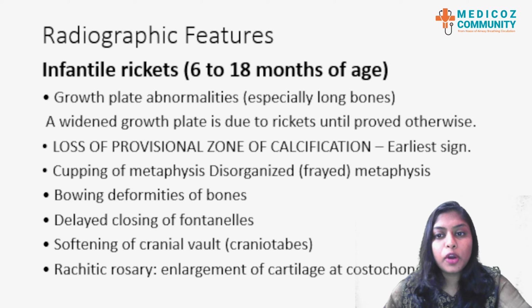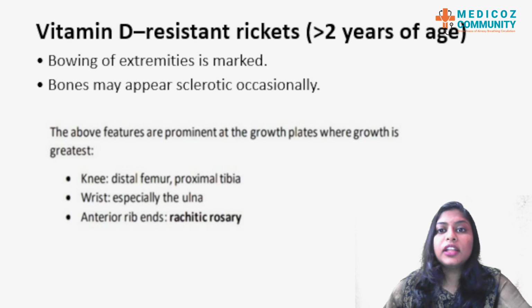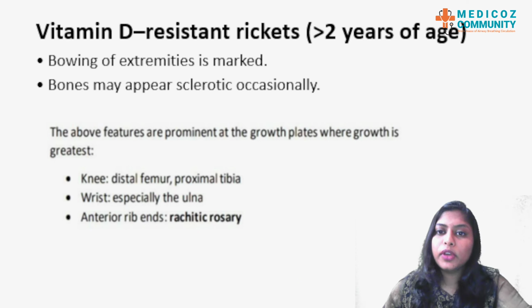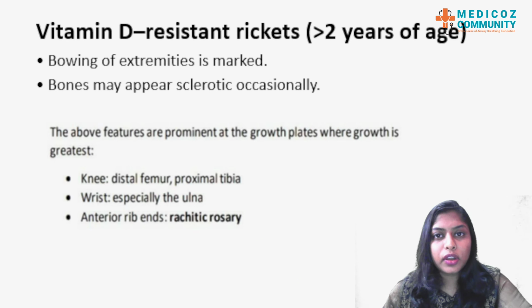The bowing deformities of the bone. Why? Because these children will start crawling at this age, and there will be bowing deformities due to the weight. Delayed closure of fontanelles, softening of the cranial wall, which is called craniotabes, and rachitic rosary, enlargement of the cartilage at costochondral junctions. Vitamin D resistant rickets, which generally presents at more than 2 years of age, will show only very marked bowing of the extremities, and bones appear sclerotic occasionally.